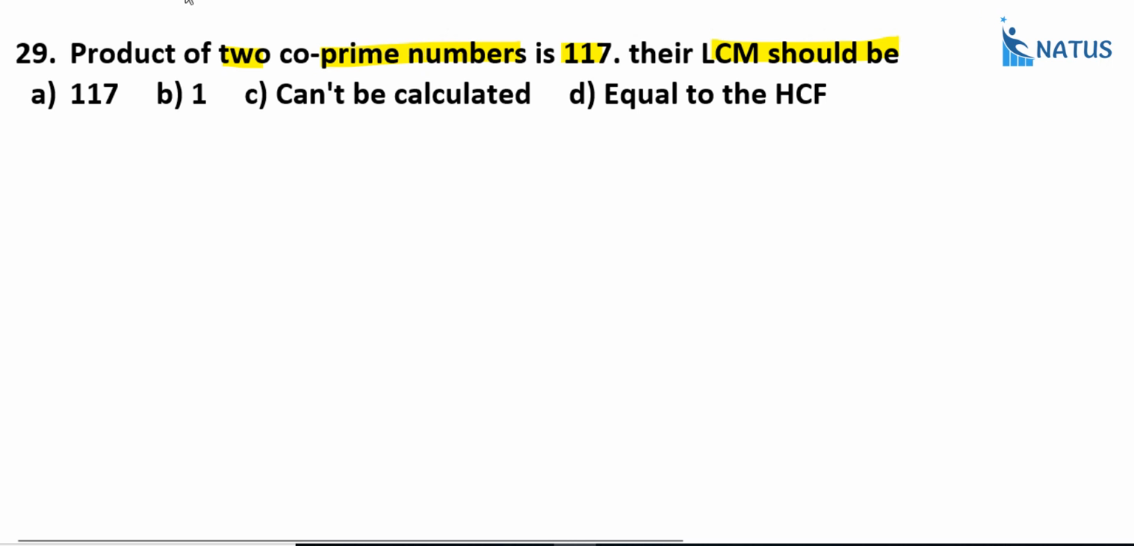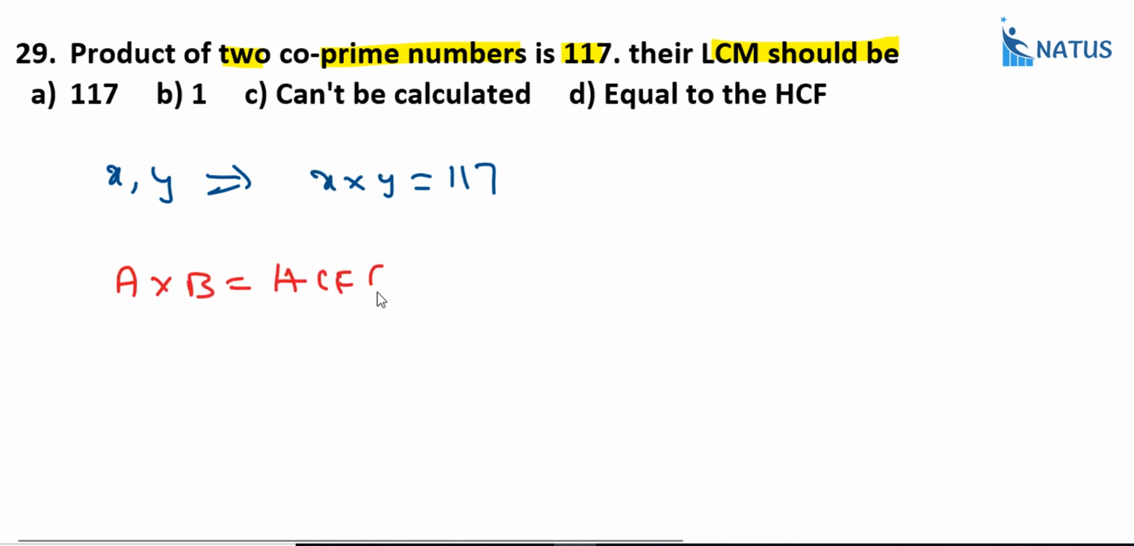Right? Here suppose the two numbers are x, y. What is the product? x into y is equal to 117. Already we discussed in the second video. Suppose you know the two numbers a and b, the product of two numbers is equal to HCF of a, b and LCM of a, b. HCF of a, b into LCM of a, b. Suppose you take two co-primes, what is the HCF? It must be the common factor of only one.